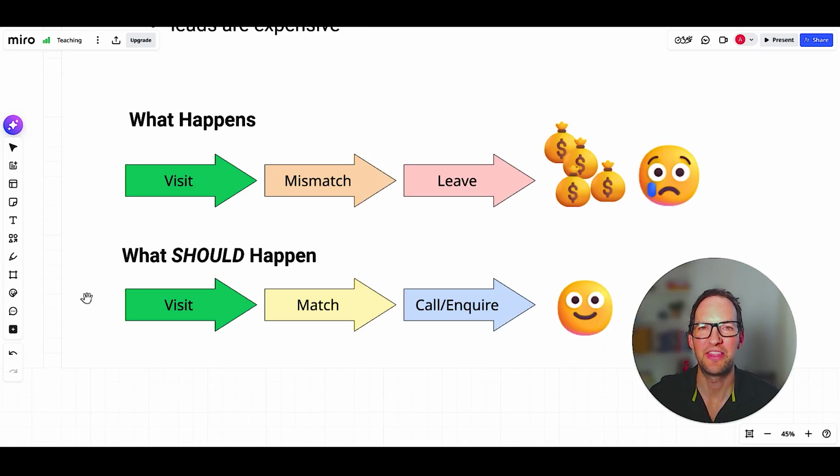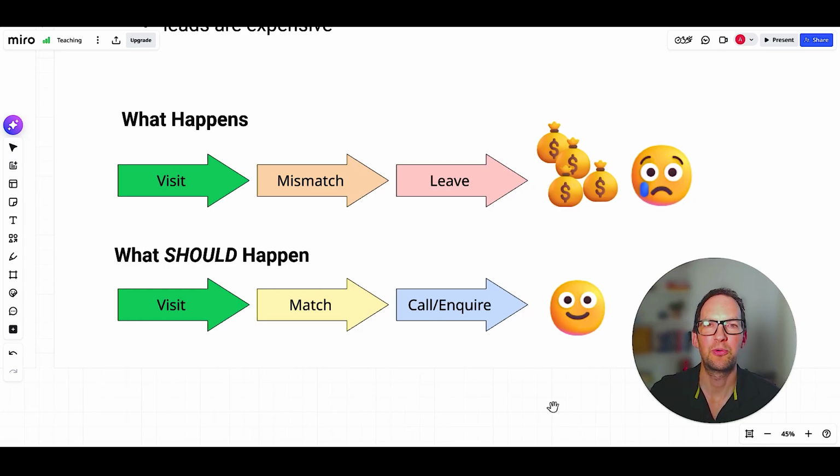When someone clicks on your ad, there are only two things that can happen. Number one, they visit your website and they leave, and if they do that, they've cost you money because they've clicked on your ad. And number two, what should happen is they visit your website, they realize it's the right fit, it's a match for them, and they call or inquire. And that's what we need to happen.